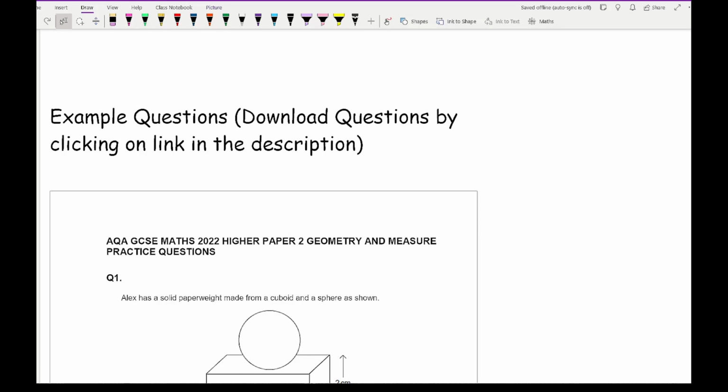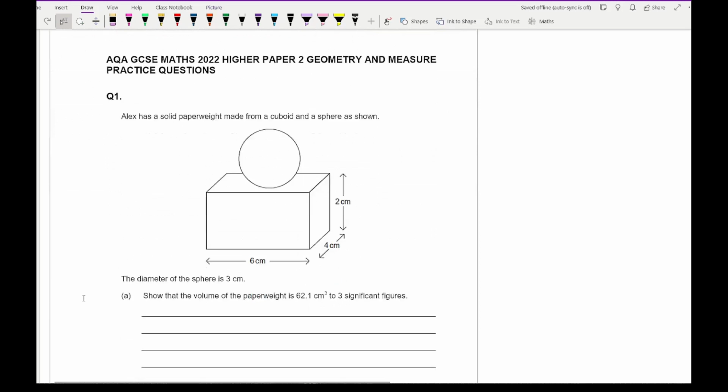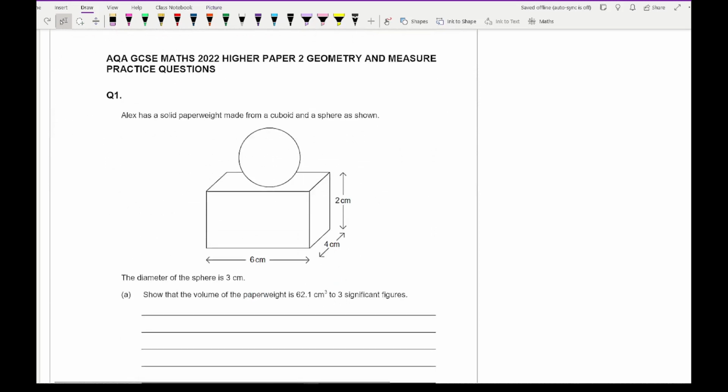And you can either practice these questions before watching this video as we go through the answers, or you can have a go at doing them while watching this video. So looking at question 1, it says that Alex has a solid paperweight made from a cuboid and a sphere as shown. The diameter of the sphere is 3 centimeters. Show that the volume of the paperweight is 62.1 centimeters cubed to 3 significant figures.